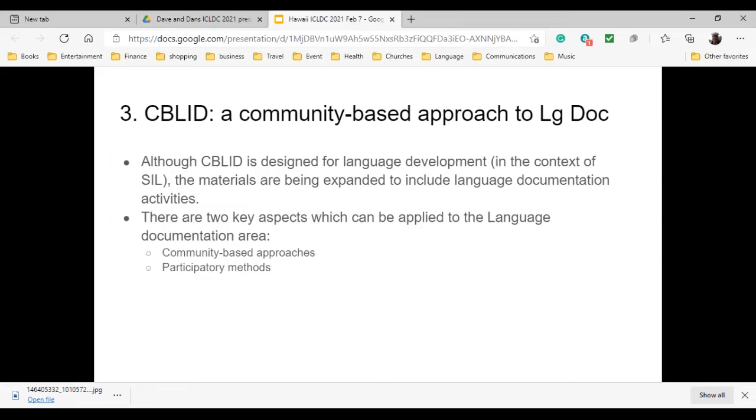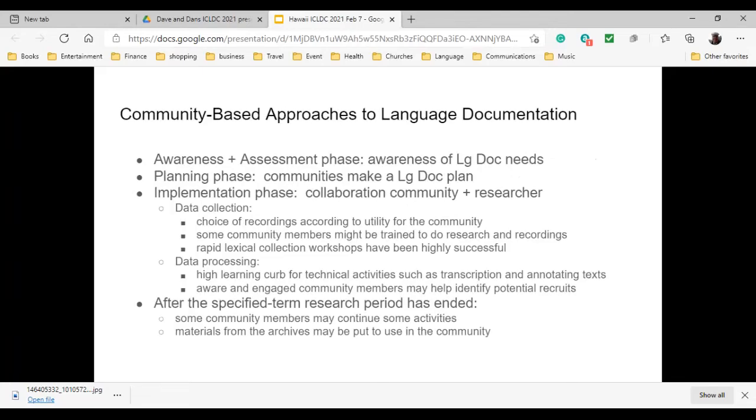Now, in the meanwhile, I just wanted to talk about two ideas which I think we could all apply directly to our work in language research, whatever the context. That would be a community-based approach to language research and using participatory methods. So I'm not going to give all the detail on the slide. You can pause the slide in the next one.